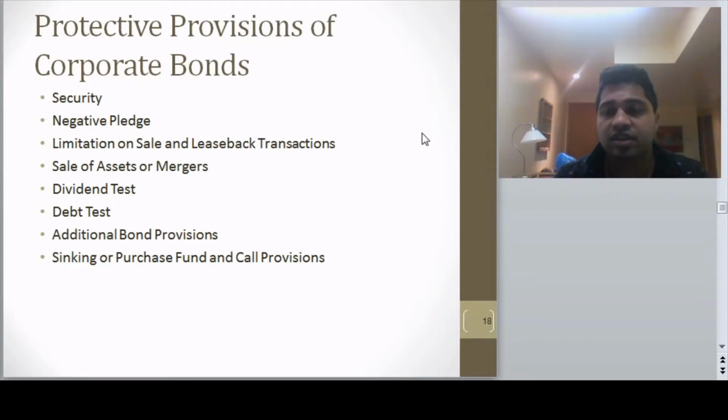Dividend test. So certain provisions stop companies from paying excessive dividends so that the earnings are not diluted. So the equity proportion is not extremely diluted. Debt test. So there is a debt to asset ratio test. So you cannot have extensive debt issued beyond a certain percentage. So that can be a protective provision. Additional bond provisions can be there, and you may call for sinking or purchase funds as well as call provisions.